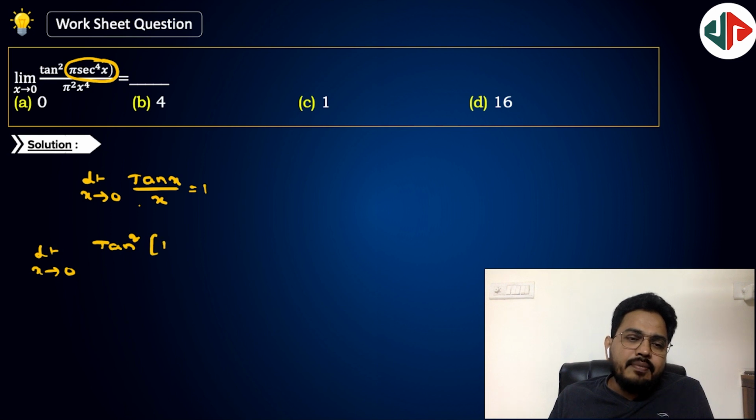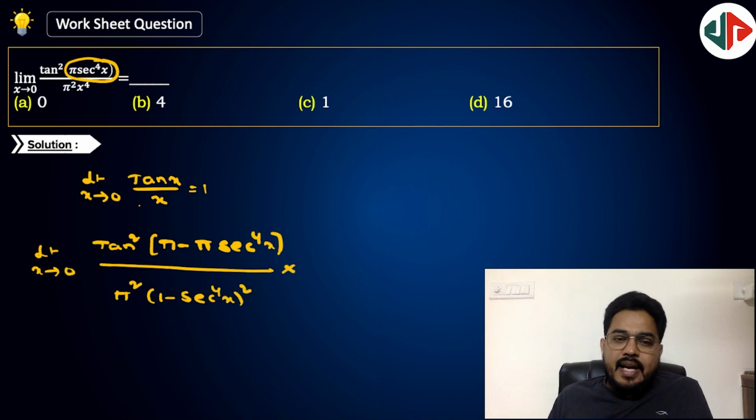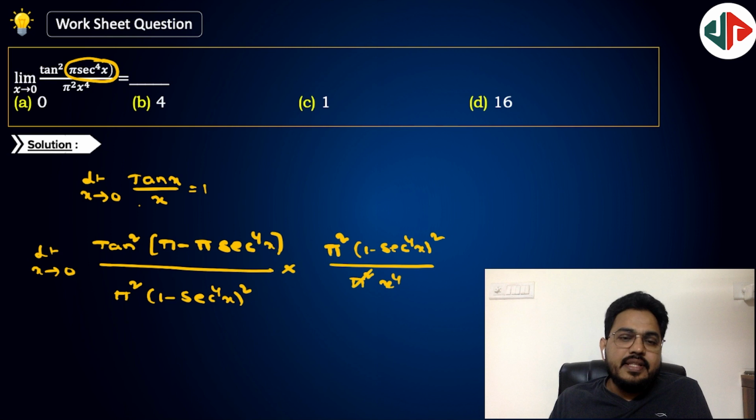So what I will do is, limit x tending to 0 of tan square of pi minus pi secant power 4x, by the same thing here. So pi square of 1 minus secant power x whole square, and here pi square into 1 minus secant power x whole square by pi square x power 4. This cancels, and this value goes to 1.